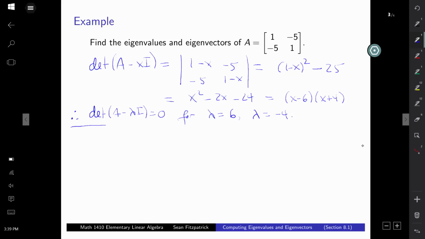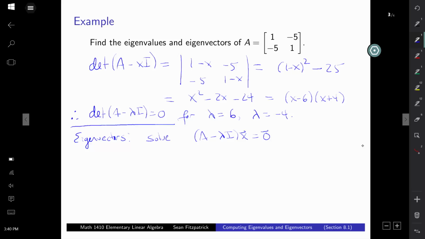So for the eigenvectors, well, remember what the eigenvectors are. They're solutions to this homogeneous system of equations. A minus lambda times the identity, all multiplied by x, equals 0. So you solve this system for each eigenvalue that you have.